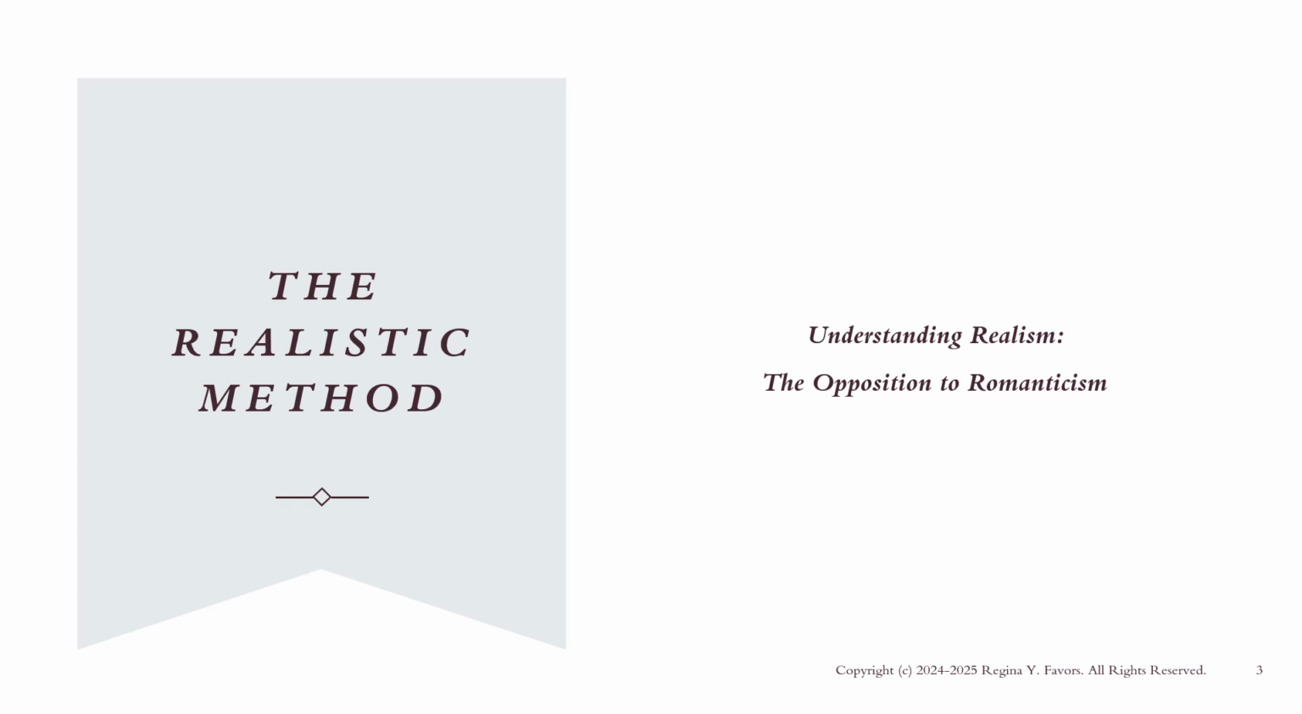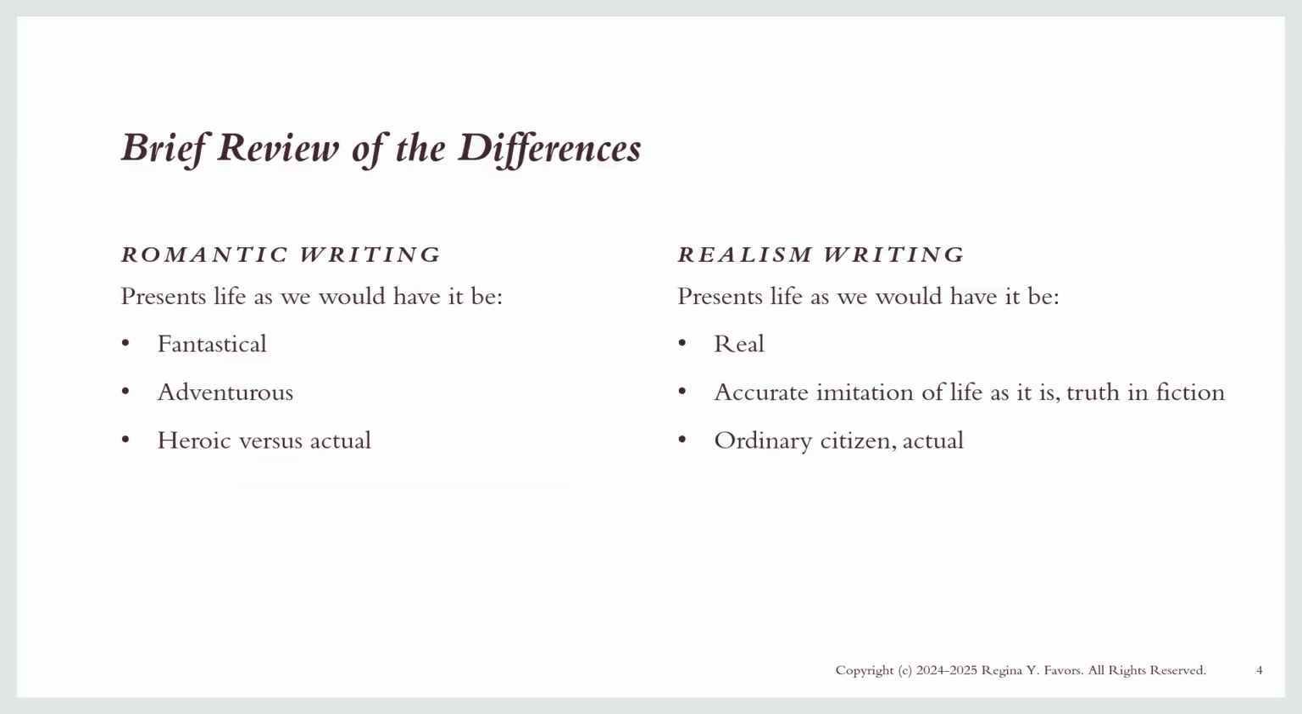Now let's look at the realistic method. And understanding the realistic method is understanding the literary concept of realism, which is in opposition to romanticism. All right, let's look at the review of the differences. This is just a quick bullet point.